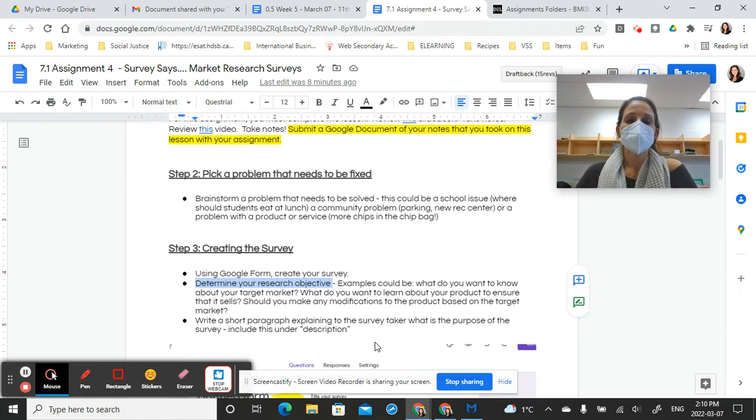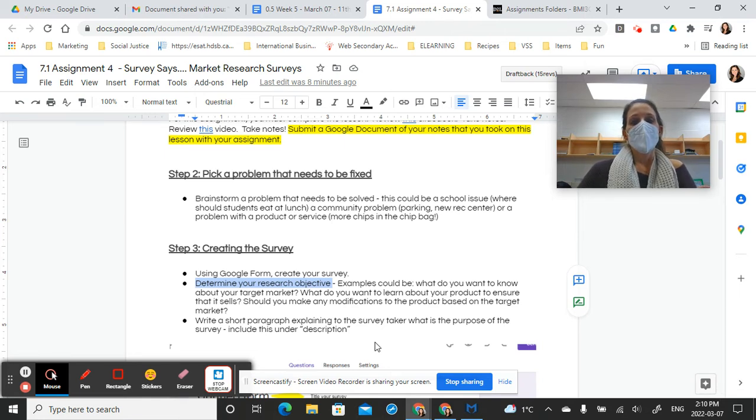So what do you want to know about your target market? Why would they prefer organic apples, etc.? What do you want to learn about your product to ensure that it sells? Maybe you can look at something that's selling more in the pandemic and why, and whether or not it's going to continue. People are still going to continue to purchase those products or use that company after the pandemic, etc. Or it could be modifications related. So should there be some changes to the current product? Okay, it could be anything, but it really comes down to the problem that you choose.